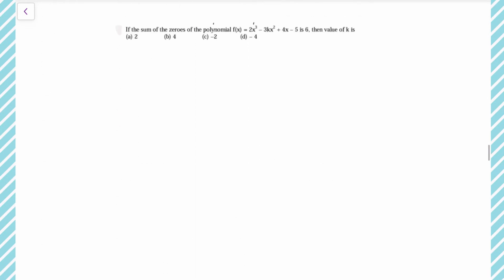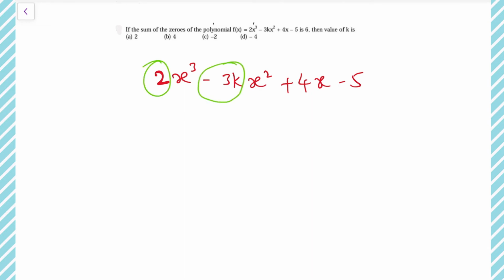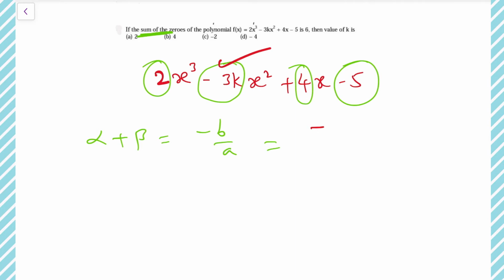Next, if the sum of the zeros is 6, then what is the value of k? The given polynomial is 2x cube minus 3kx square plus 4x minus 5. So here the x cube coefficient is 2, the x square coefficient is minus 3k, the x coefficient is 4 and the constant is minus 5. Then he is asking about the sum of the zeros, that is alpha plus beta. Alpha plus beta is equal to minus b by a. What is b? That is the x square coefficient, minus 3k. Already minus is there, now again minus 3k, so it will become plus 3k by a value, that is the x cube coefficient 2.